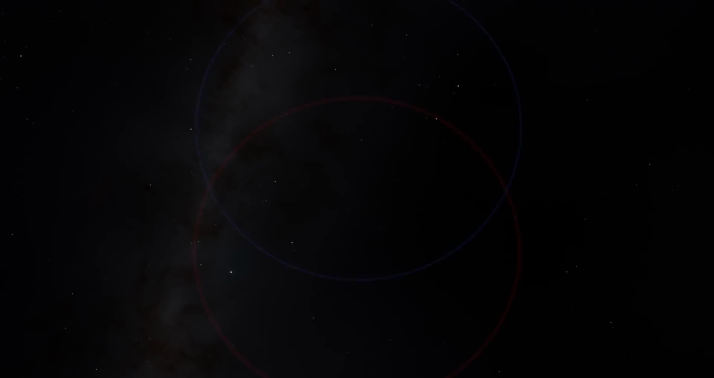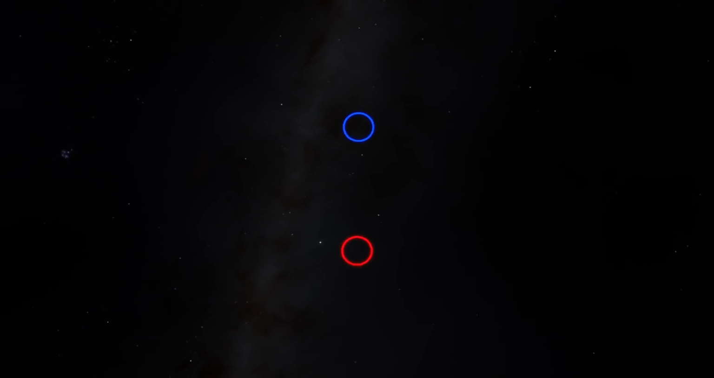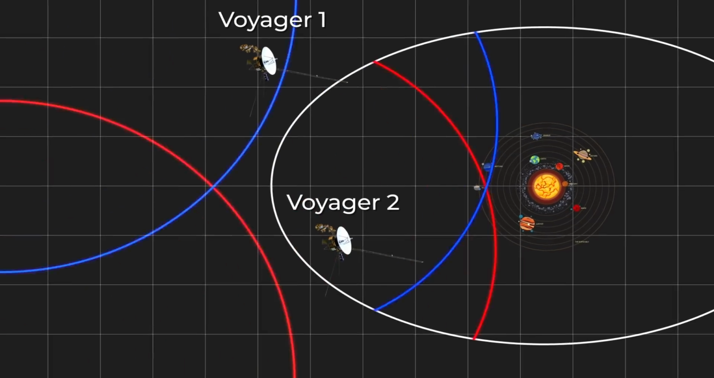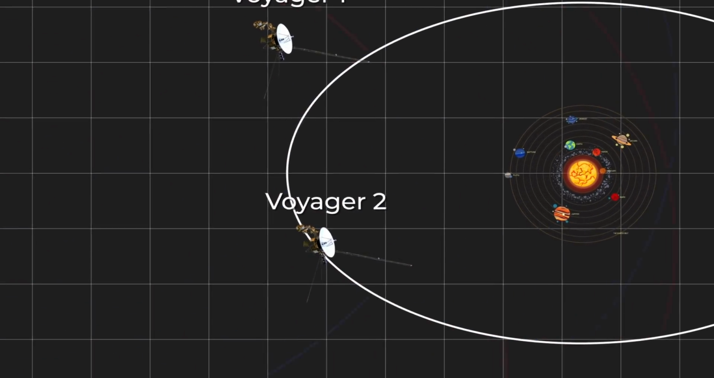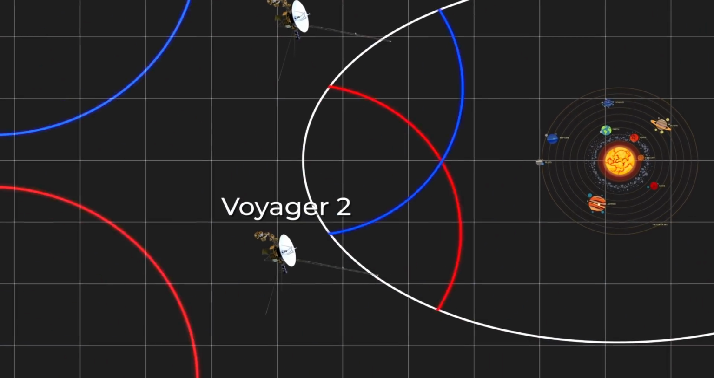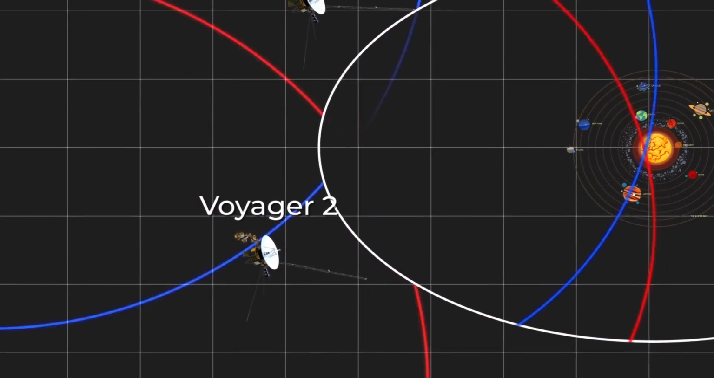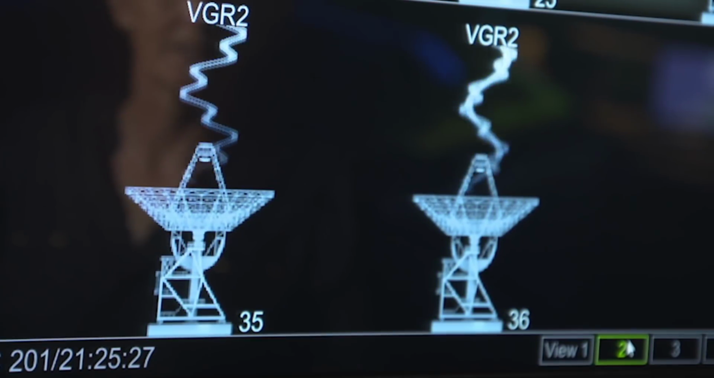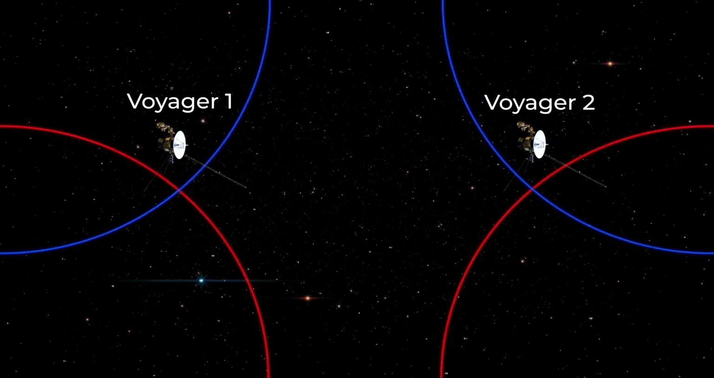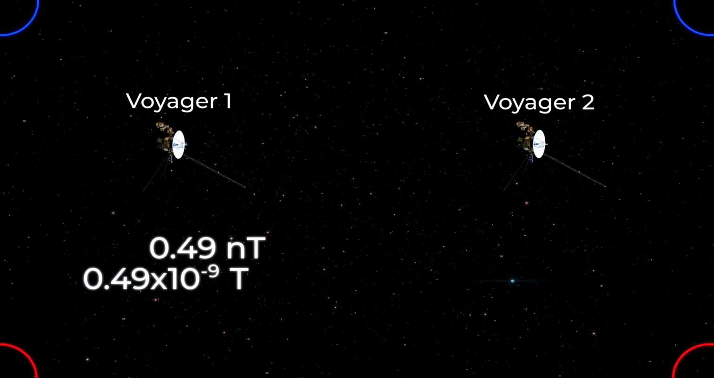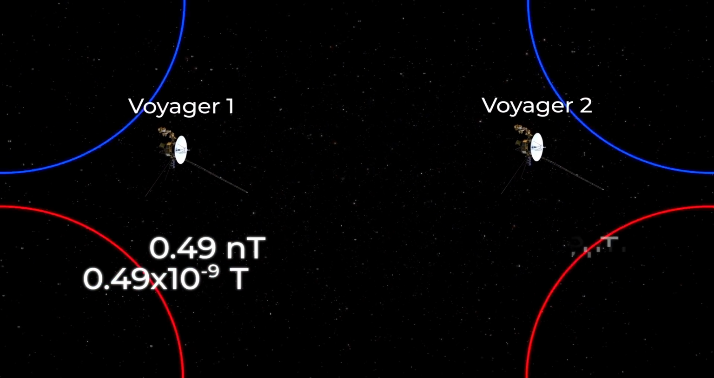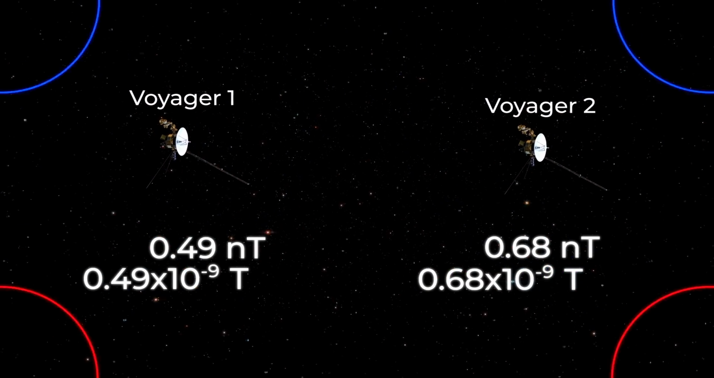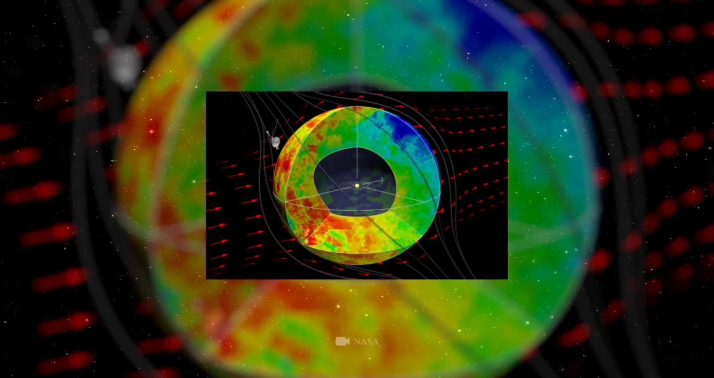The pioneering craft also noticed a rapid increase in field magnitude, a rapid growth of the field strength by about 1.5 times. Voyager 2 confirmed the data. Within the limits of measurement error, the direction of the magnetic field doesn't change when crossing the heliopause. It was even possible to measure the magnetic field outside the heliosphere, which was surprising to scientists. Voyager 1 showed 0.49 times 10 to the negative 9th Tesla, and Voyager 2, 0.68 nanoteslas, or 0.68 times 10 to the negative 9th power Tesla. This fact has yet to be explained to scientists.